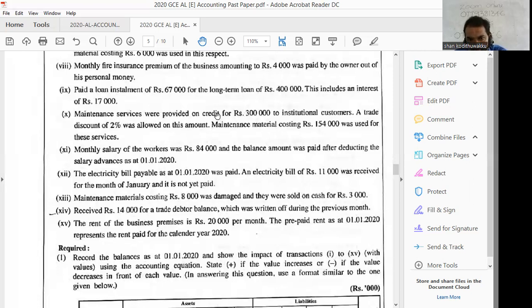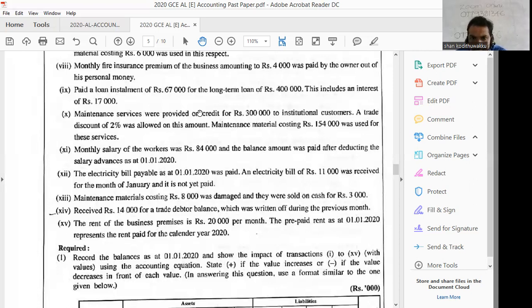Maintenance services were provided on credit, 300,000, to an institutional customer. A trade discount of 2% was allowed on this amount. That means this is not the actual value of the service provided. Trade discount, we don't put in accounts. We just indicate it on the face of the invoice. Therefore, a 2% trade discount out of 300,000 will be equal to 6,000. Then the actual value of the service provided is 294,000, the difference between 6,000 and 300,000 rupees.